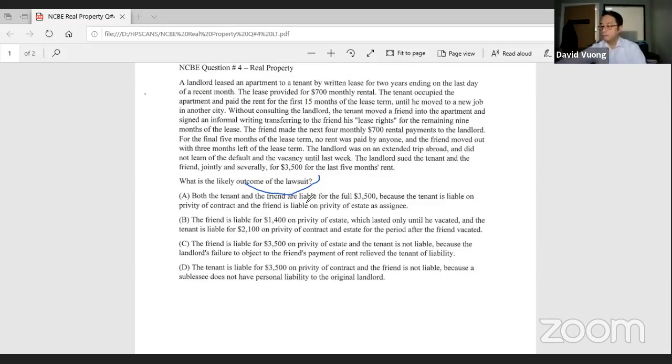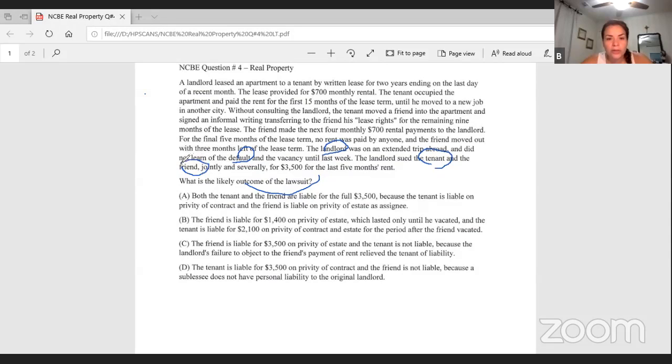The umbrella. So I saw here is landlord. Can you read right here, from about right here, landlord? The landlord was on an extended trip abroad and did not learn of the default and the vacancy until last week. The landlord sued the tenant and the friend jointly and severally for $3,500 for the last 5 months' rent.